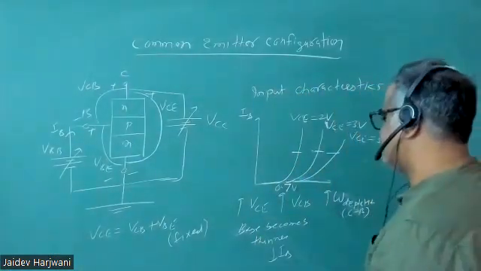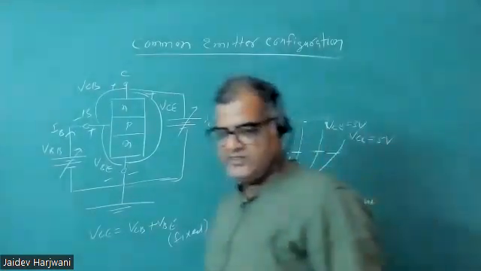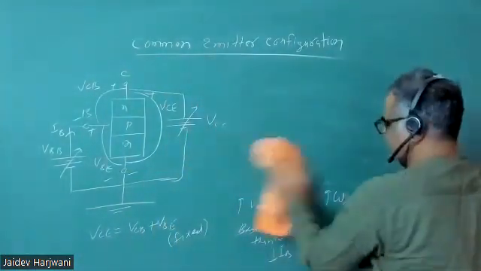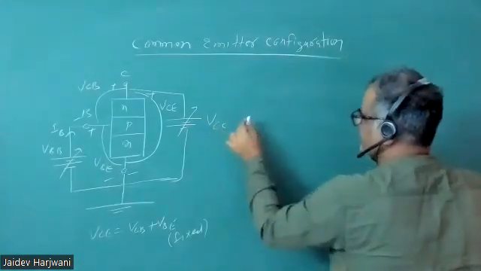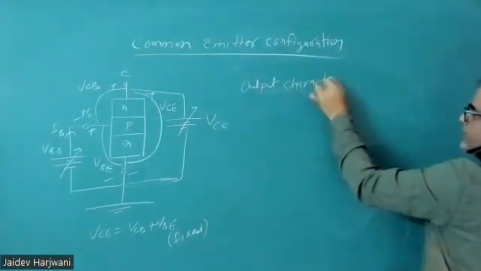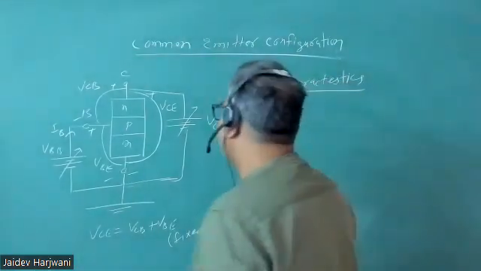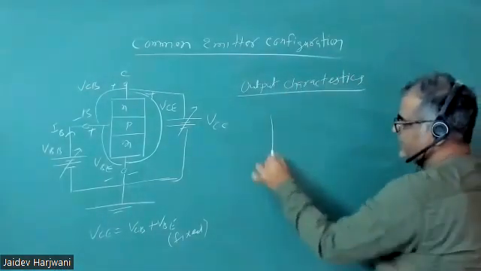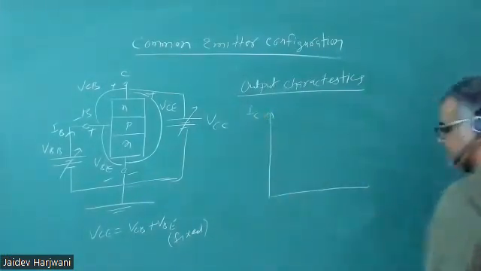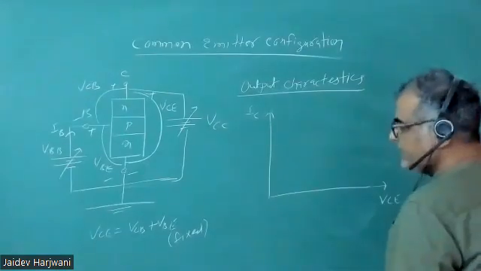Okay, now let us discuss the output characteristics. Is there any doubt in the input characteristics? If there is no doubt, let us discuss the output characteristics. Output characteristics is basically a plot between the output current, that is IC, versus the output voltage, which is VCE, keeping IB constant.